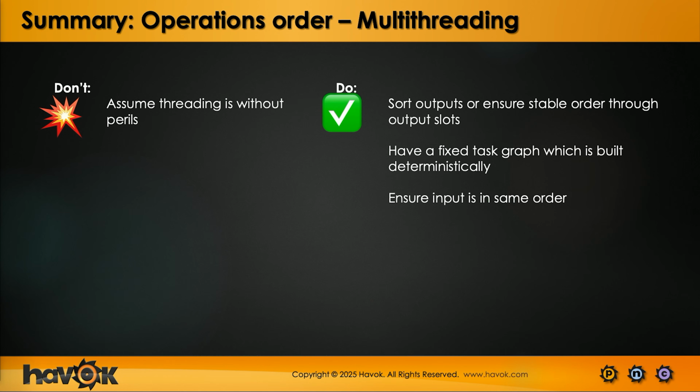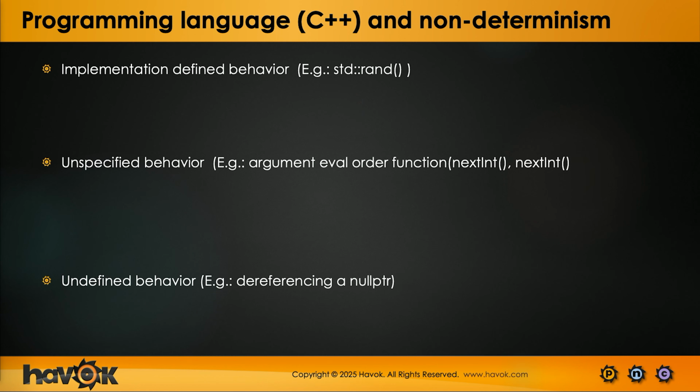And you need to have a fixed task graph, or at least that's what we do. There are multiple ways to do it, but that's something which works for us. The task graph for Havok physics is gigantic. Yeah, so it's quite nice. We have a DGML output where you see the graph and you're investigating. It's quite something to look at. And it didn't fit on the slide. So, ensure the same input order.